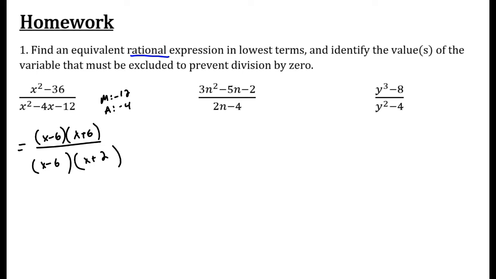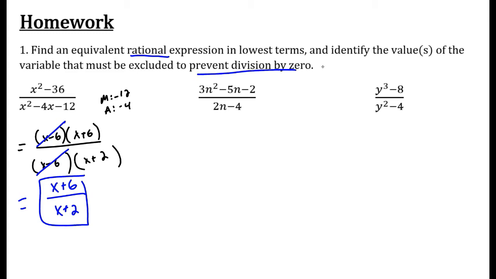So, now that we're at this point, we can simplify this expression because this x minus 6 factor in the numerator and that x minus 6 factor in the denominator, those divide to 1. So I'm left with x plus 6 over x plus 2. That's the first part of these problems. And then I want to identify the value or values of the variable that must be excluded to prevent division by 0. That's when I'm undefined.